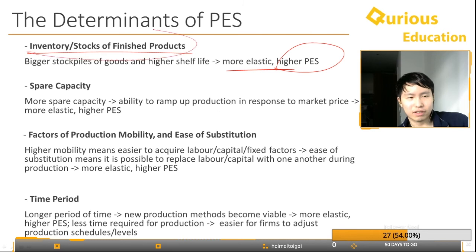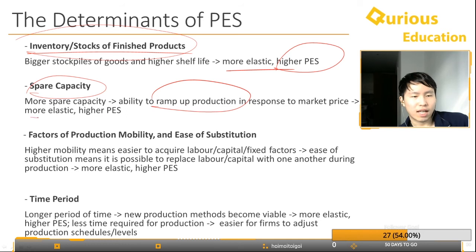So this is one of the factors of how flexible suppliers can be in responding to the market price. The more finished products stored somewhere, the more flexible they are. Another factor would be spare capacity. The more capacity they have, the more they'll be able to ramp up production, and they would have a more elastic price elasticity of supply.